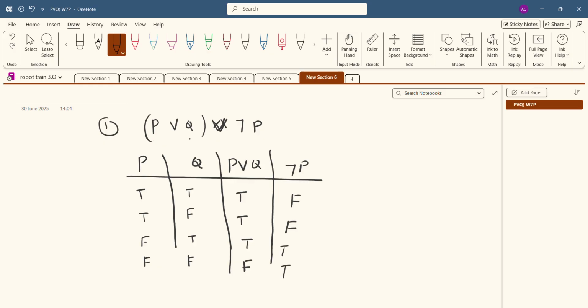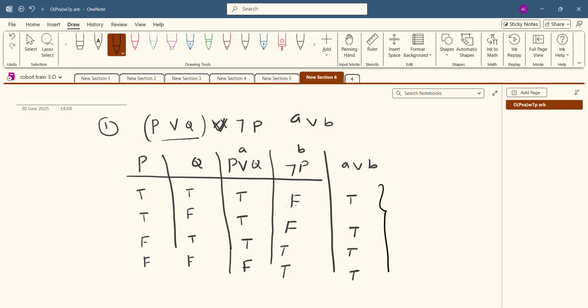Then we can have, this is A and this is B. So here A disjunction B: if any one of the truth values of these two is true, then the value is true, otherwise false. So finally I attained all the truth values as true. Therefore this statement is a tautology. Am I correct? This statement is a tautology.